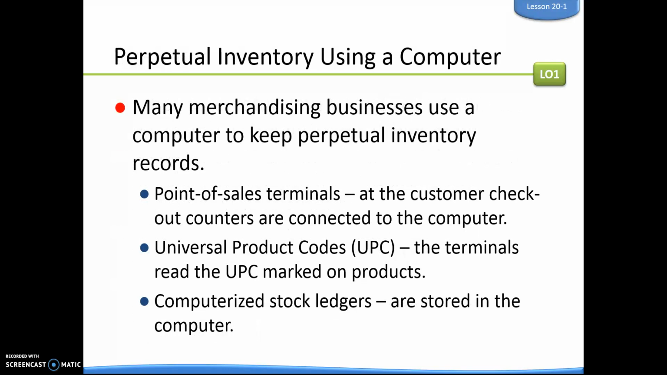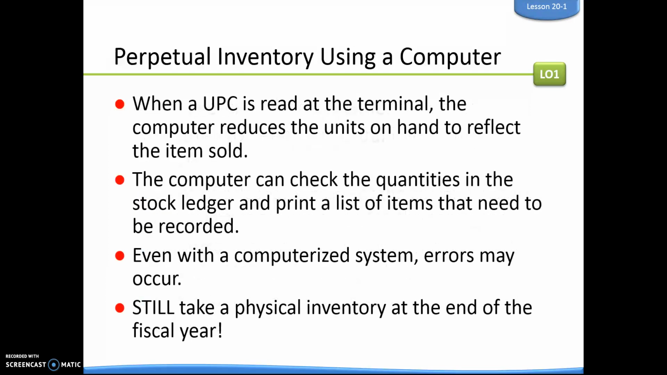Now, like I said, today most people use some sort of computer system to do perpetual inventory. We use point of sale terminals. We've talked about those before at the customer checkout counters. Those are connected to computers. We scan the universal product codes, or the UPCs, and the terminal reads that UPC that's marked on the products. And then we have computerized stock ledgers that are obviously stored in the computer. When the UPC is read, the computer reduces the units on hand to reflect the items that were sold. The computer can also typically check quantities in the stock ledger and then print out a list of those items that need to be reordered, which is obviously very handy.